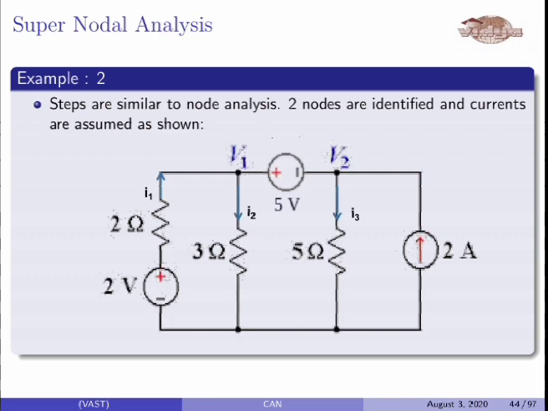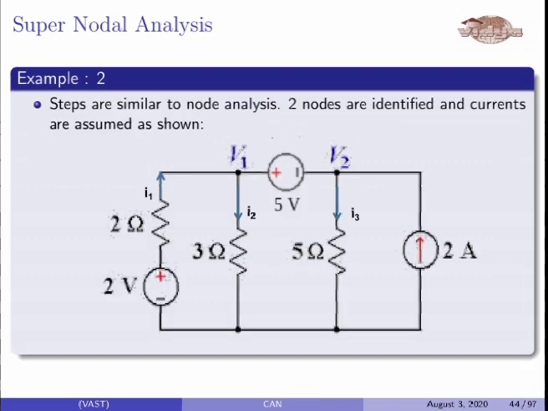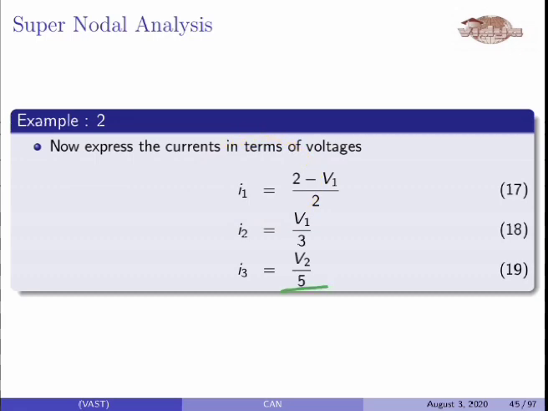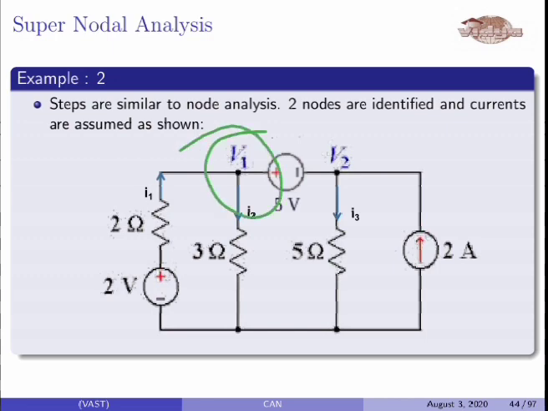If you get I1 and I2, what is I1? I1 is (2 minus V1) by 2 and I2 is V1 by 3. So if you get V1, you will get I1 and I2. Once I1 and I2 are obtained, you can find the current supplied by the battery by applying KCL at node 1.